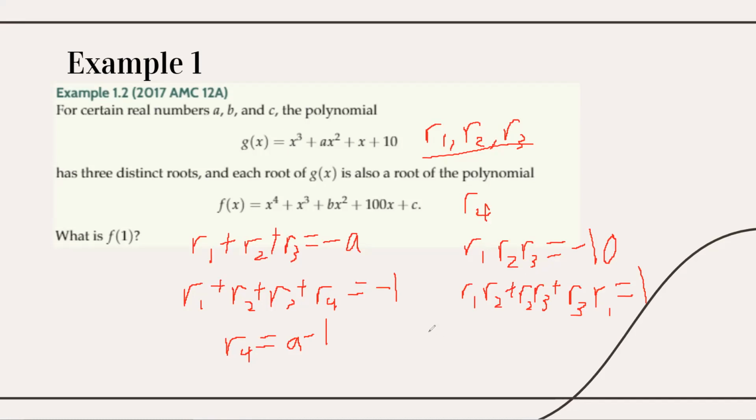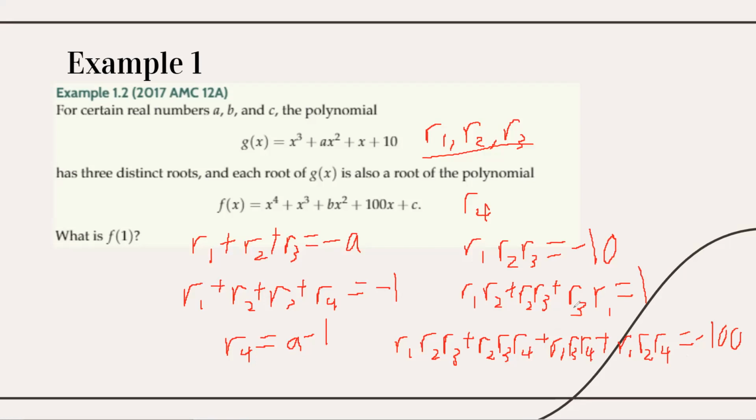Okay. And then we can also do Vieta's on f, and that will give us that R1 R2 R3 plus R2 R3 R4. So I'm taking the product of 3 roots at a time and summing that up, right? Plus R1 R3 R4 plus R1 R2 R4. This is going to be equal to the coefficient of x, which is 100, divided by the coefficient of x to the fourth, which is 1, and then take the negative of that because signs alternate. So this is going to be -100.